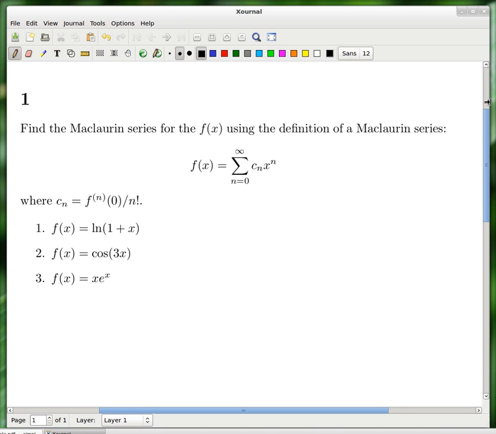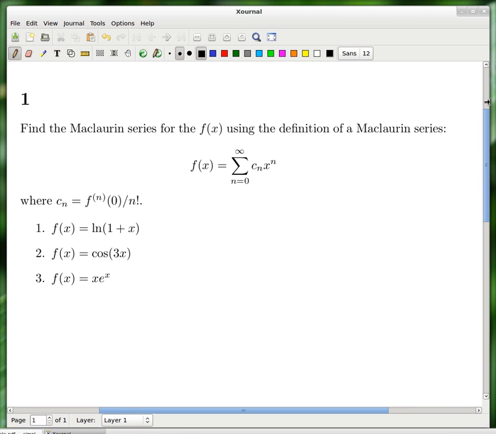Alright, so we're going to say a couple things about Maclaurin series. These are really simple kind of Taylor series. It's basically an infinitely long polynomial, and for a lot of functions there's a way to write down what the infinitely long polynomial corresponding to the function is, and that's what we're going to do in this problem.